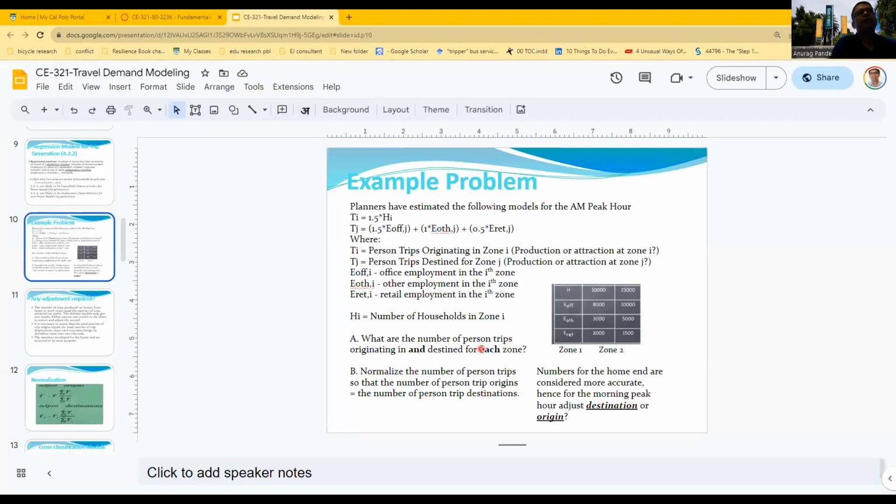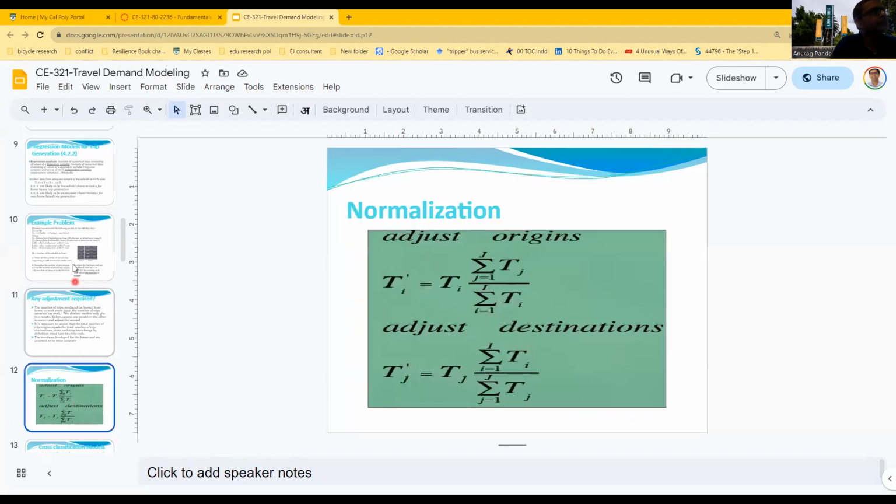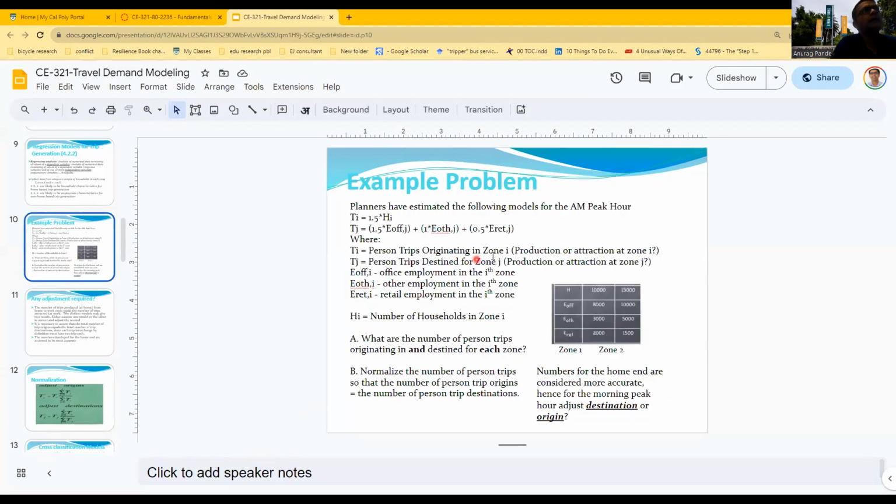Hi again, welcome everyone. I'm picking up the discussion from this example problem. I thought it would be a good idea to look at those adjustments of this problem. Just real quick, I'm going to get into the slideshow mode.